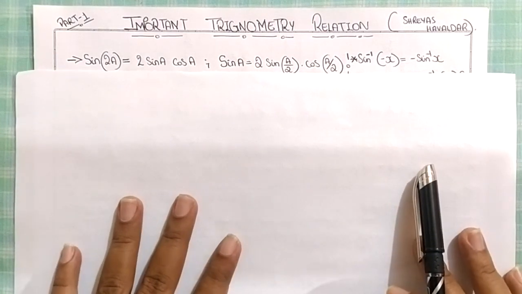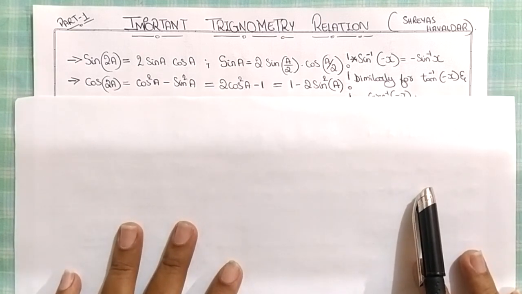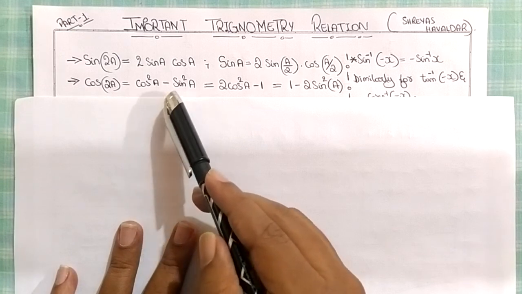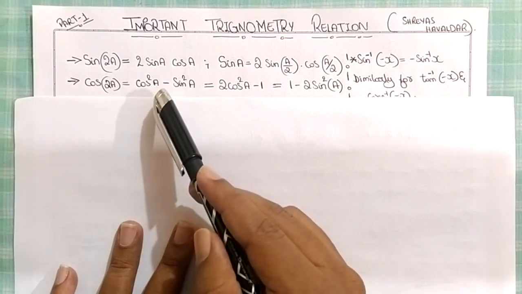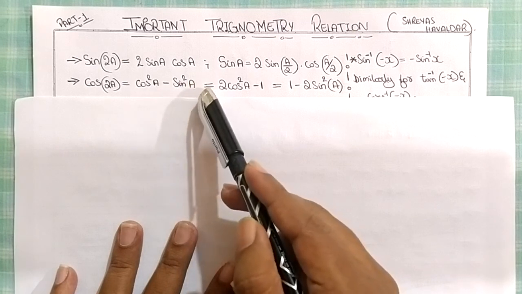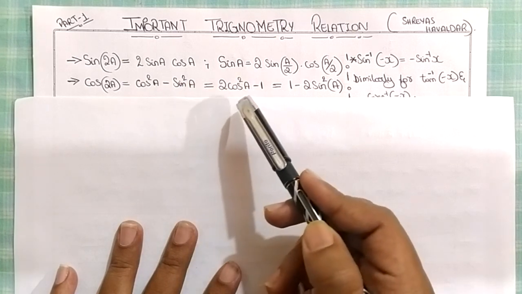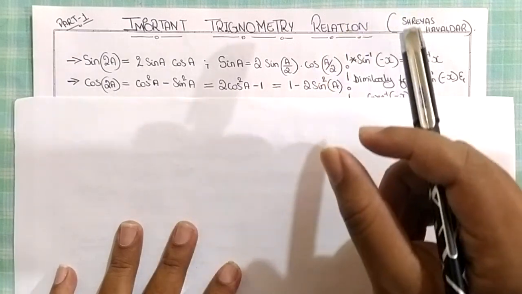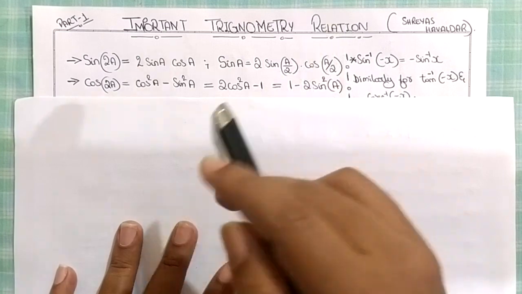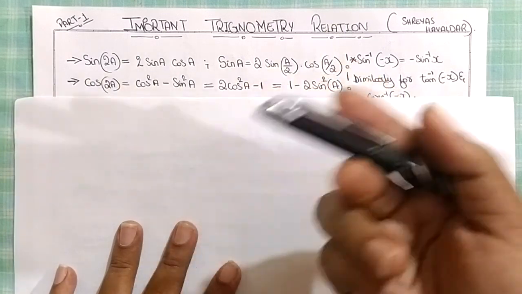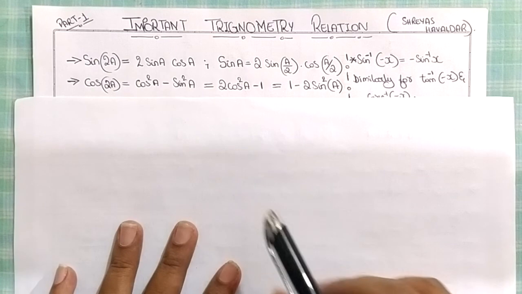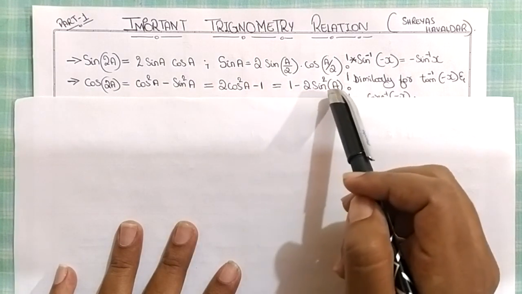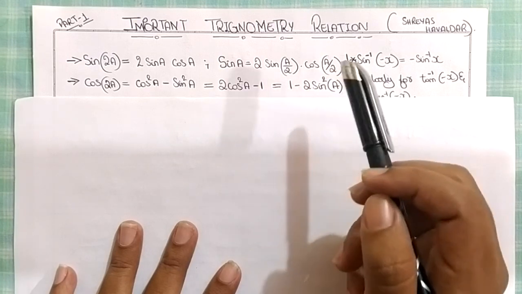Now going to the second one, cos 2a. Cos 2a or cos 2 theta can also be written as cos square a minus sin square a, or else cos square theta minus sin square theta, which is also equal to 2 cos square theta minus 1 or 2 cos square a minus 1. If you are familiar with theta, take the same notation to your reference book, or if you are familiar with anything else like x, a. I am familiar with a, so I have taken that. That is also equal to 1 minus 2 sin square a or 1 minus 2 sin square theta.